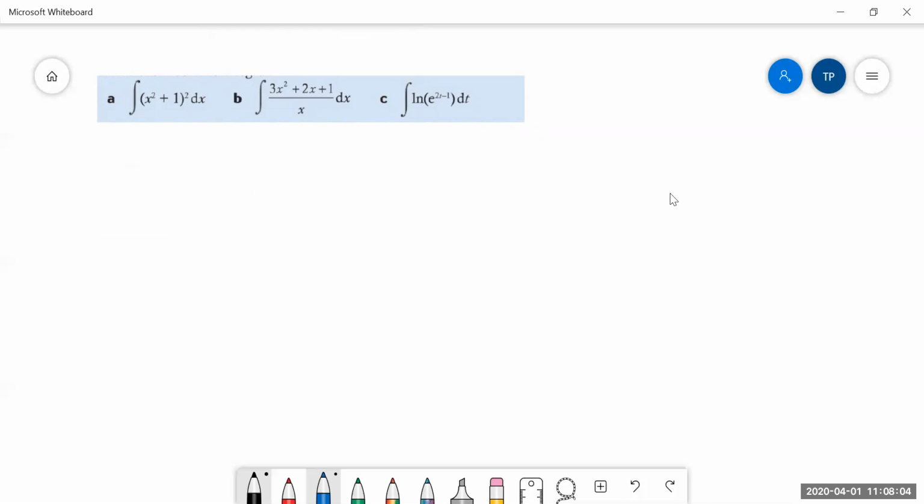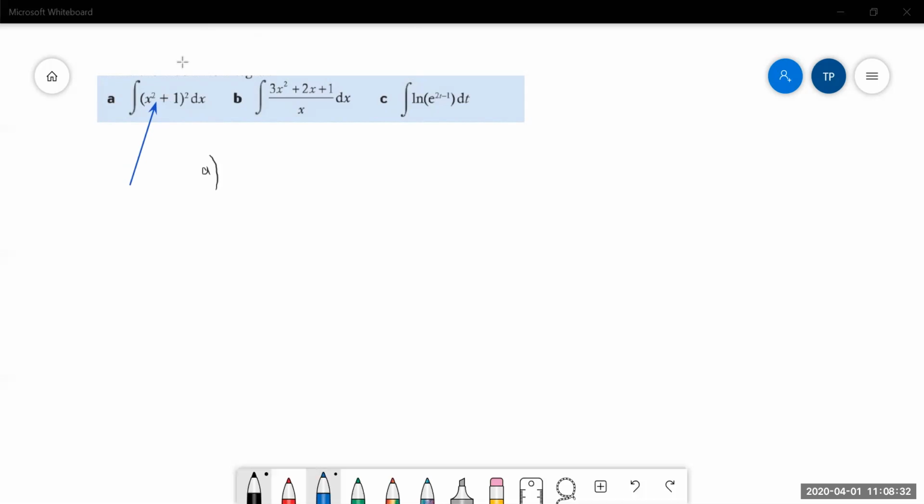Part A. Yeah, this is why I don't know how to do it. For this, you will have to expand the brackets. So I expand it first, and then integrate it. Yes.